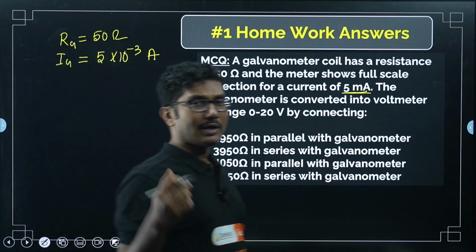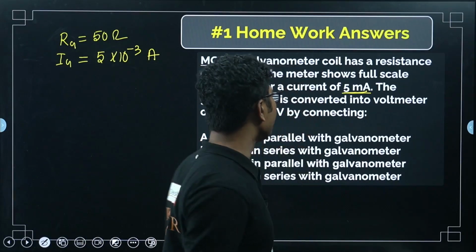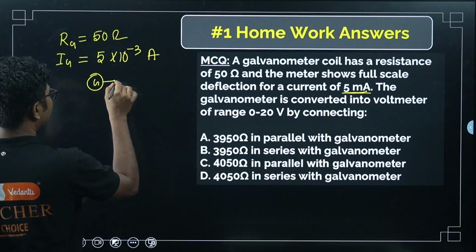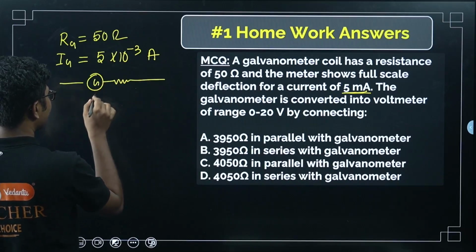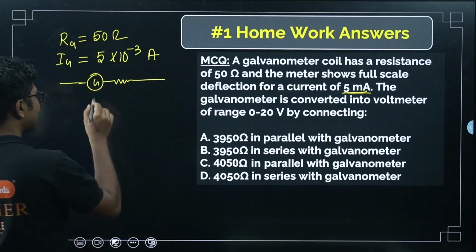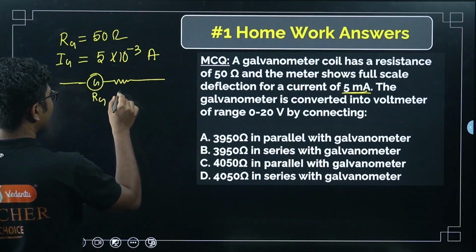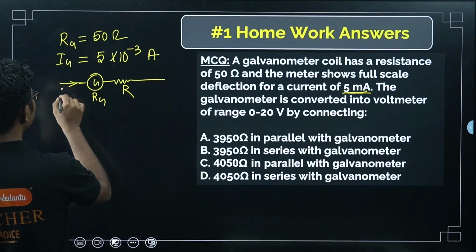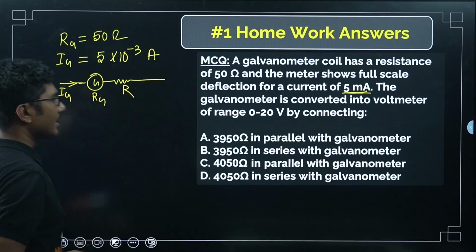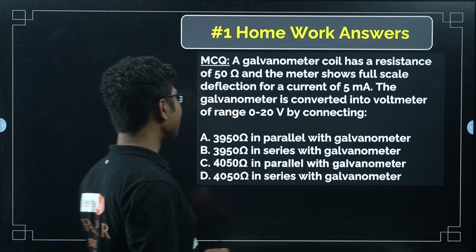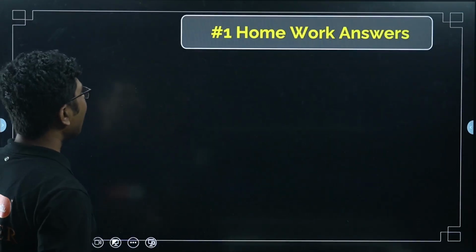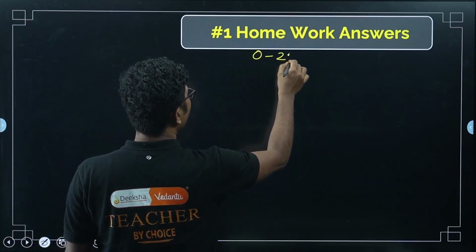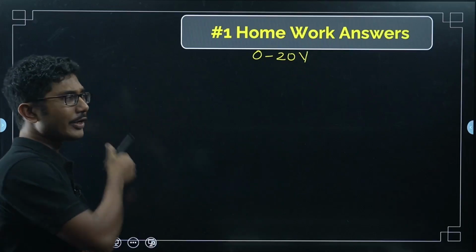Okay. Now when you convert a galvanometer into a voltmeter, what you have to do? You have to connect a resistance in series. So whatever the galvanometer resistance is, you have to connect an external resistance in series, so that the maximum current passing through the galvanometer is restricted to Ig. Right. Now what else? It is given that we have to convert this into a 0 to 20 volt voltmeter.